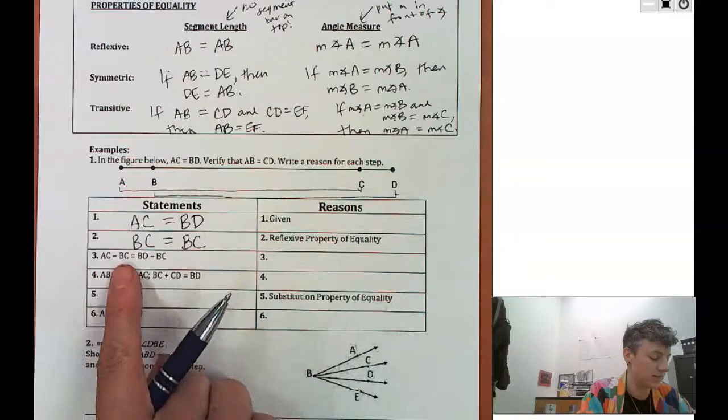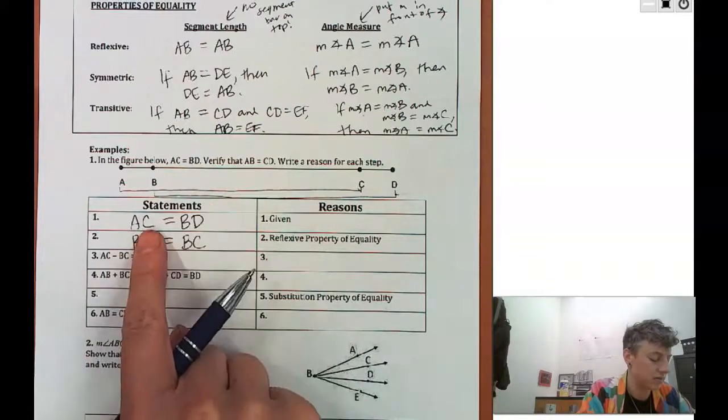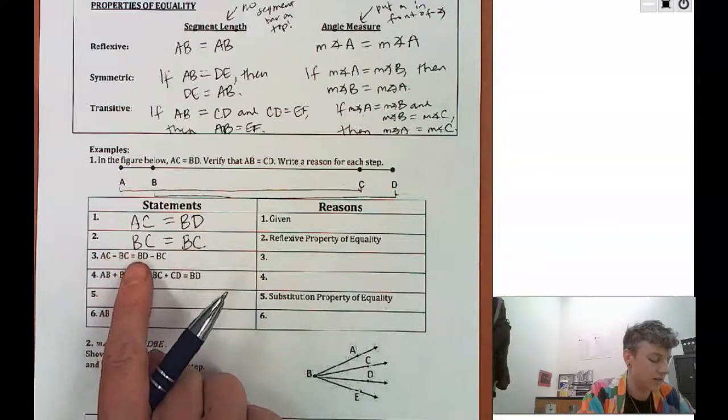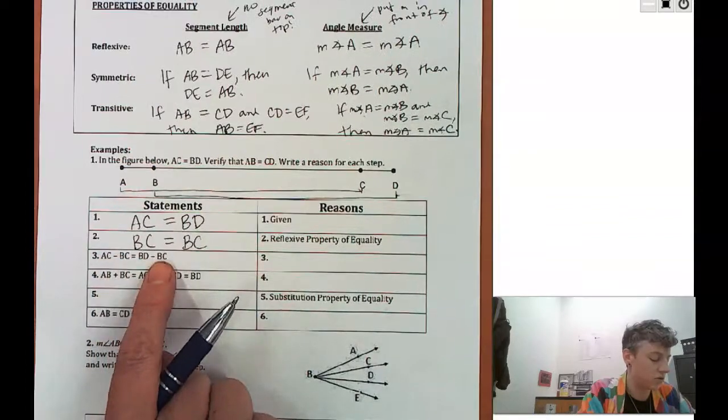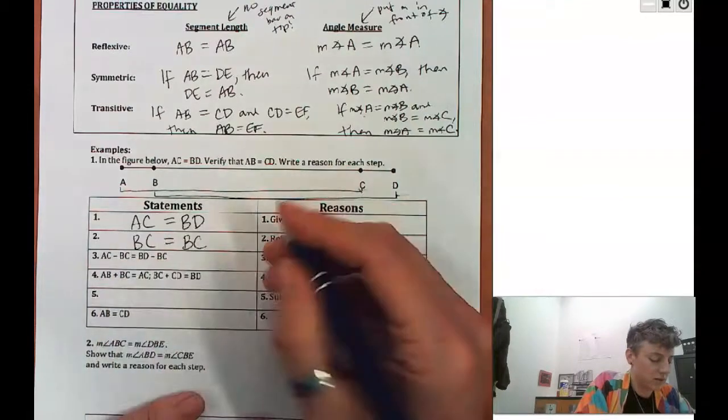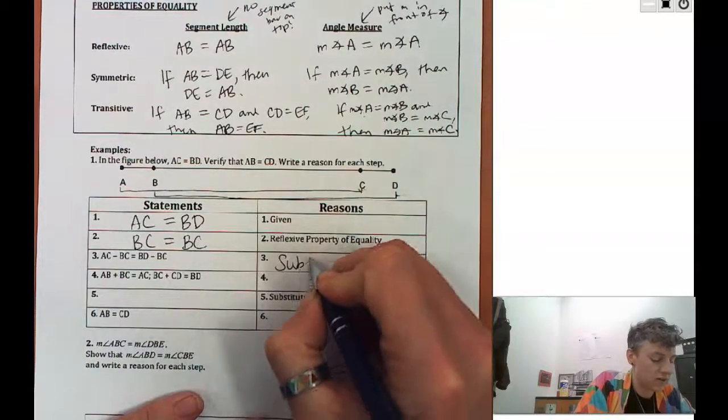The reason we're doing that is we're going to subtract that thing that's the same off of both sides. All right, we start with this, AC equals BD. We're going to subtract off BC from both sides. If we are subtracting something on both sides, that must mean we're using the subtraction property.